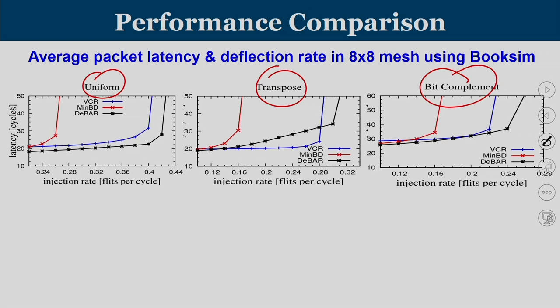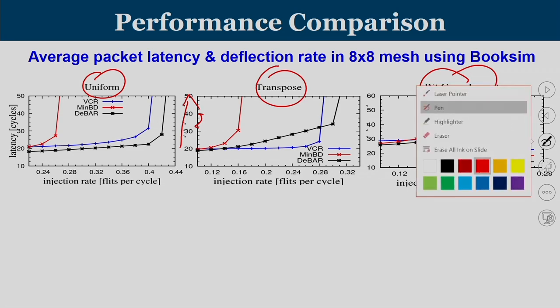The y-axis is the average packet latency. How many cycles, approximately, is a packet going to take in the network? The packets are generated in the network, they travel through the network, and approximately how much time a packet will take. So it's typically known as a load versus latency graph, or injection rate versus latency graph.